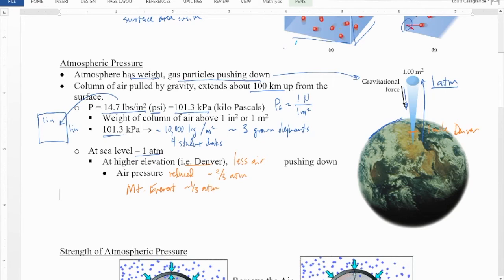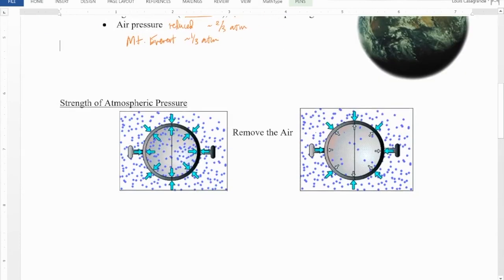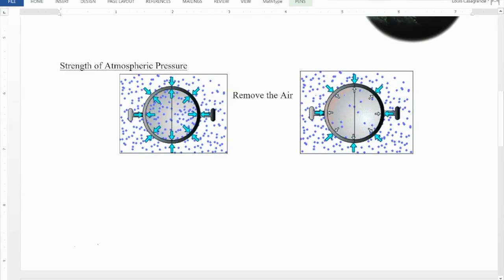So just how strong is the atmosphere? We have these devices that are called Magdeburg spheres. I have a video that I posted along with this to show you how these Magdeburg hemispheres actually work. I have some of these in class, but obviously we don't have them with us, and I don't have a vacuum pump that I can use to demonstrate them.